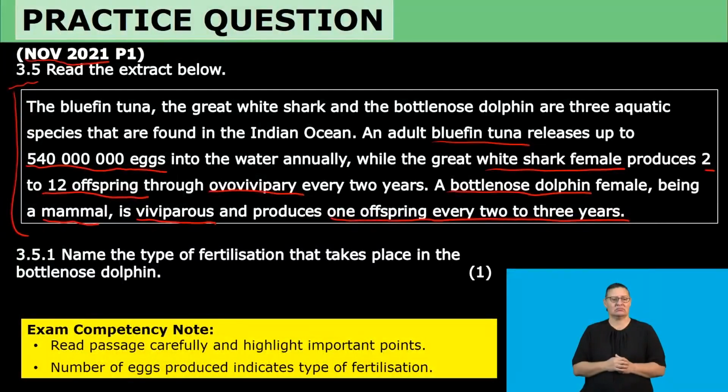Let us navigate through our first question, 3.5.1. The question says, name the type of fertilization that takes place in the bottlenose dolphin. We are naming. Therefore, this question only has 1 mark.